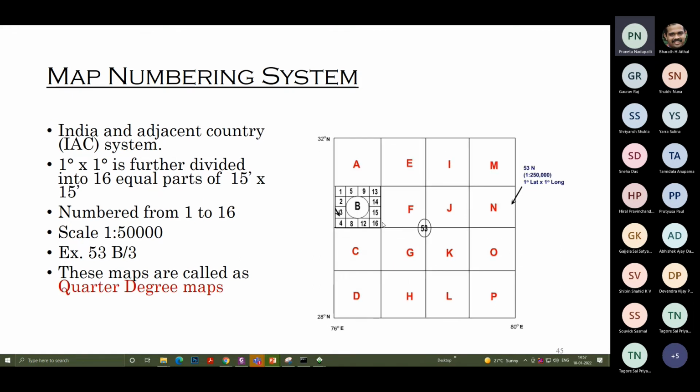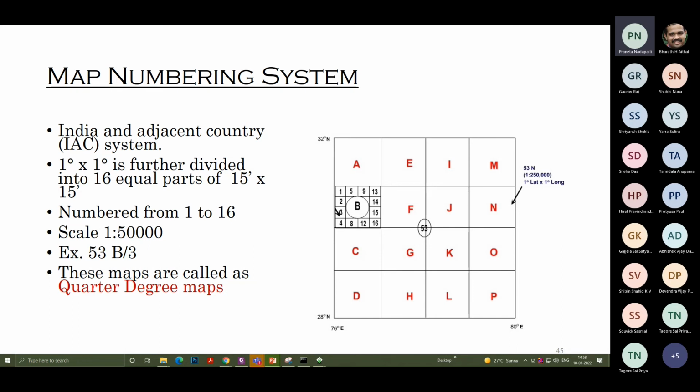Now it is further divided into 16 parts, and each of these 16 parts is 15 minutes to 15 minutes. Here it is numbered again from 1 to 16. The scale of all these maps is 1:50,000, and they would be written as 53B, and then again the section or tile that you select, say this tile is 3, so 53B/3. These are called quarter degree maps.